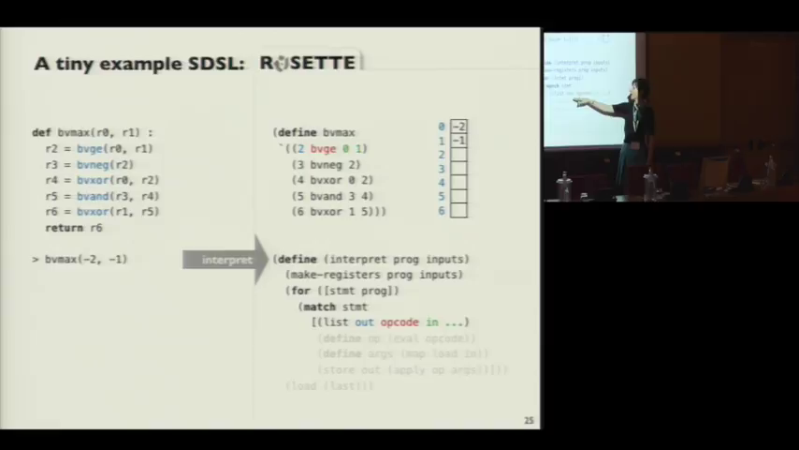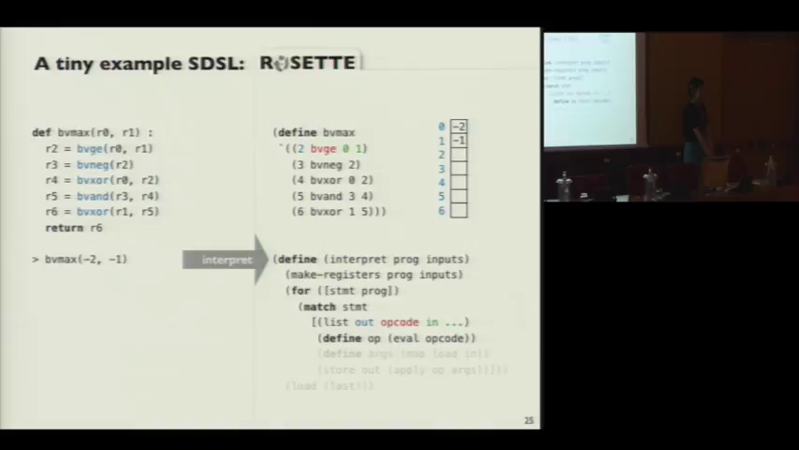So this variable is bound to a list of values. In the first instruction, in this case, out is going to be 2, opcode is going to be BVGE, and inputs are going to be 0 and 1. Next thing that we're going to do is use eval. If you're familiar with JavaScript, this is the same kind of eval. It's going to do dynamic evaluation.